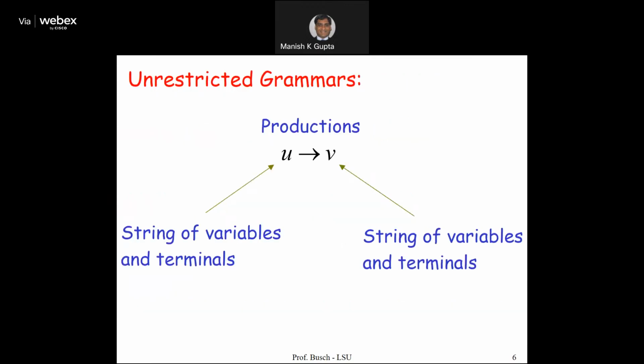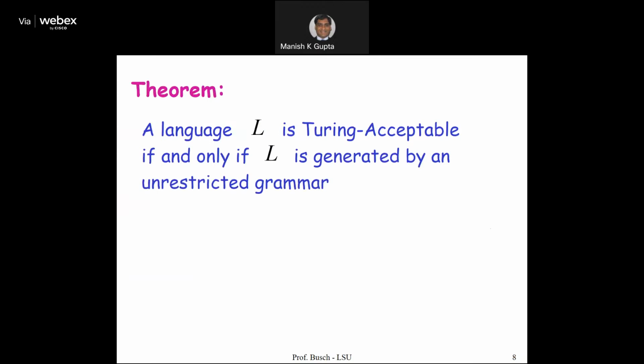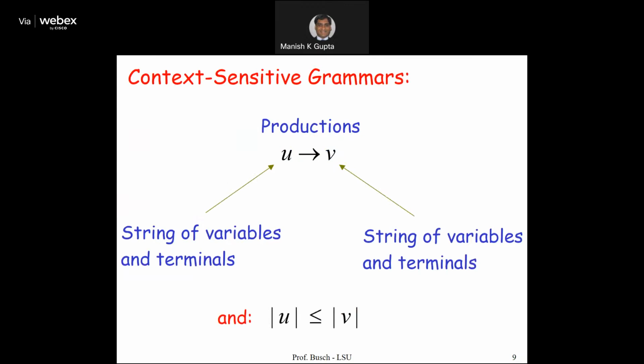Now, unrestricted grammar: when we are forming these production rules, there is no condition either on the left or right. The left side also is a combination of terminals and variables. The right-hand side is also a combination of terminals and variables. It's unrestricted grammar. This has the same power as a Turing machine. Strings of variables and terminals on both sides. This is an example of unrestricted grammar. So a language is Turing acceptable if and only if it is generated by an unrestricted grammar.